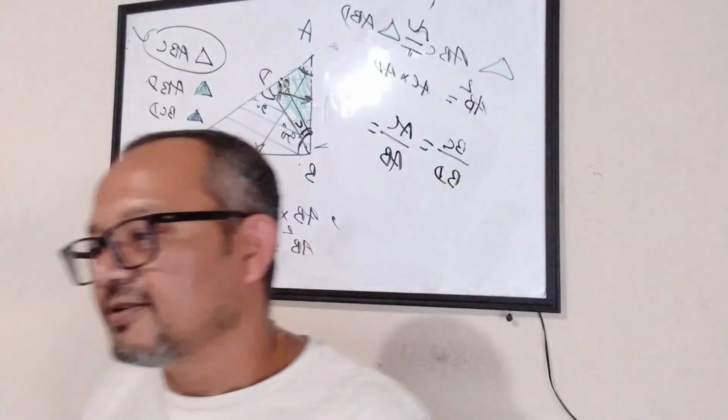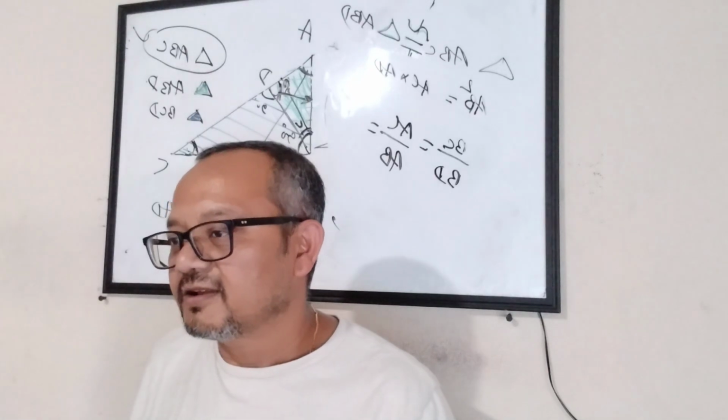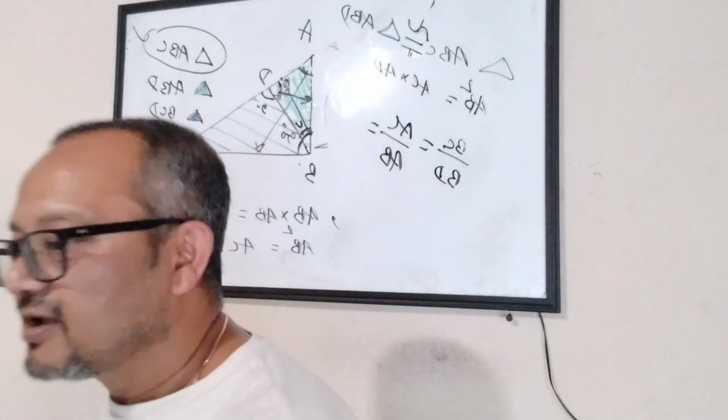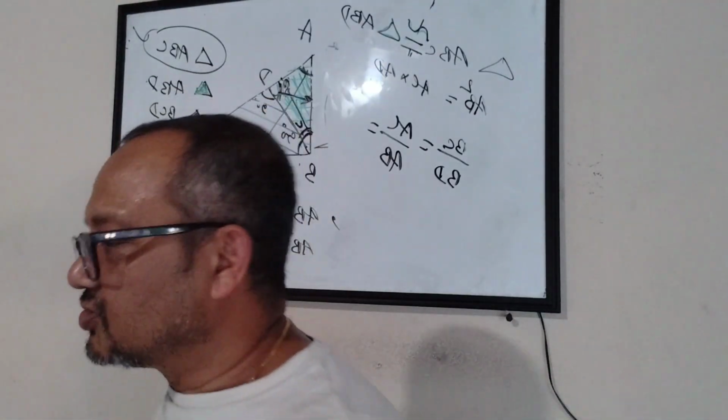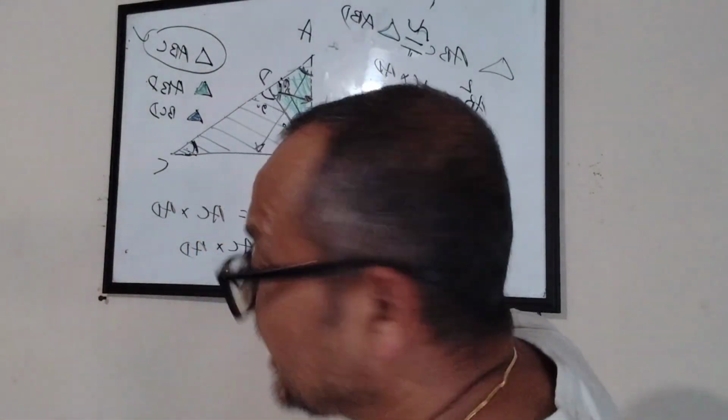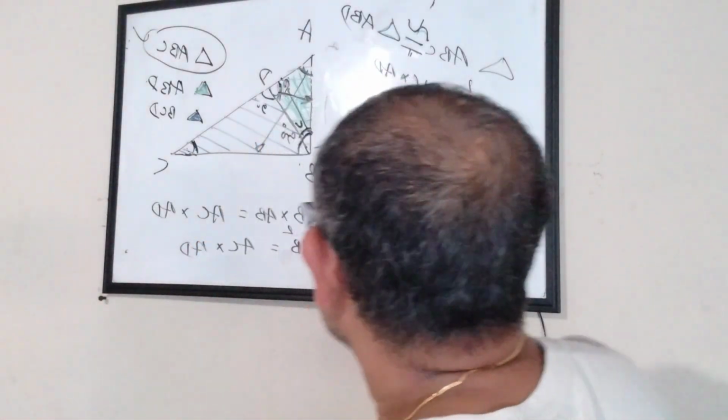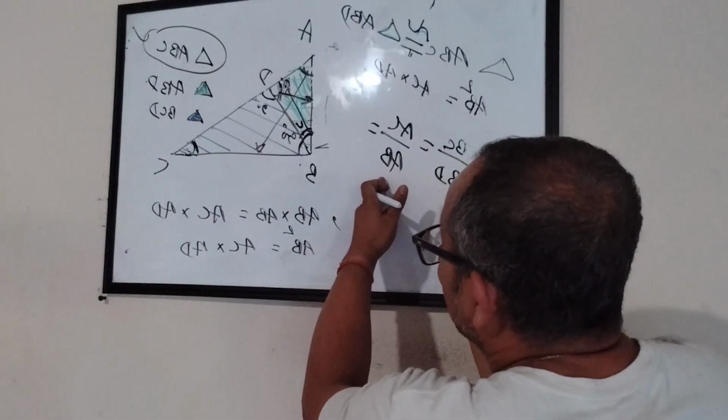So how do you multiply AB times AB? Because they both are same, right? No. So see, let me write it first. Let me write one more time. So I have written this one for two of the matching angles.